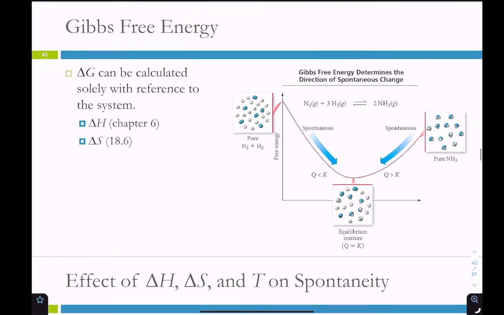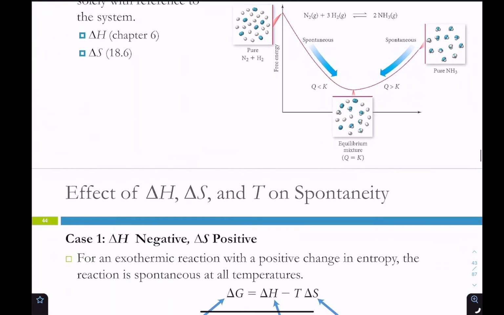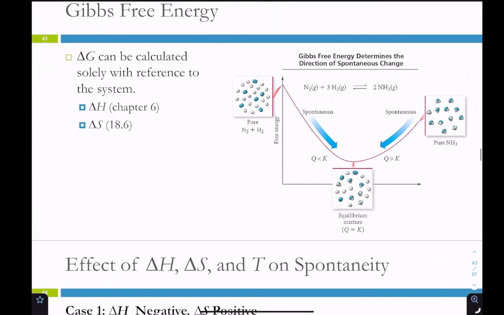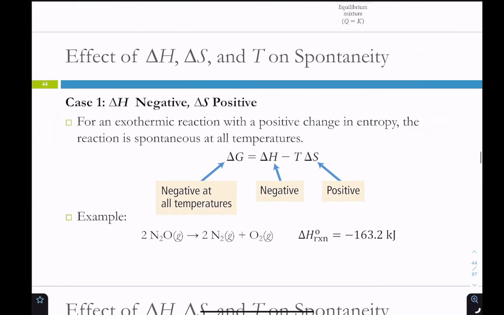Sorry, I don't remember seeing this graph in the book. We're just going to press on.